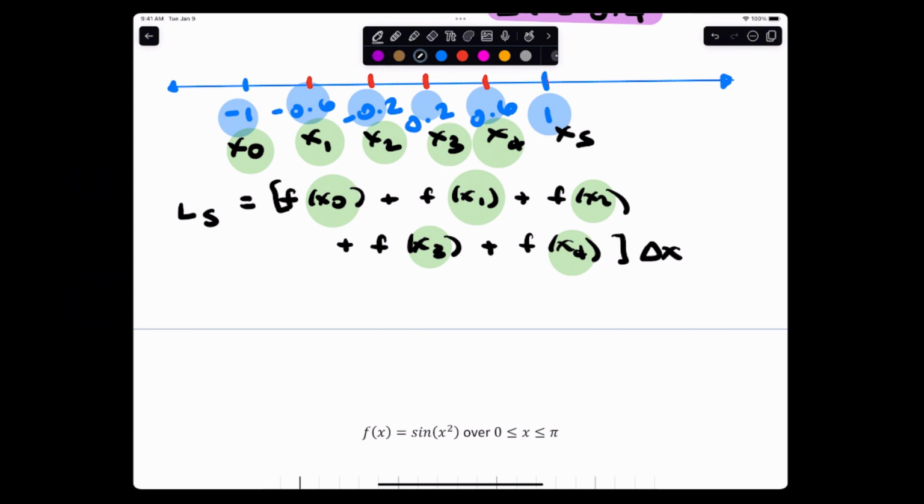And what's the value here of each one? This would be -1. This would be what? -0.6, +0.2, +0.2, and then +0.6. What's your delta X again? What is that going to be? Point what? 0.4.